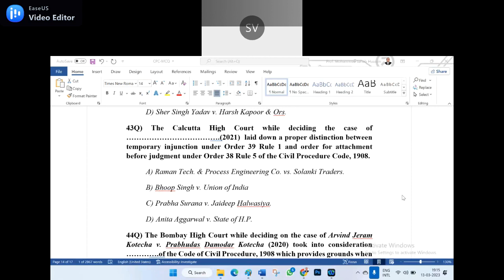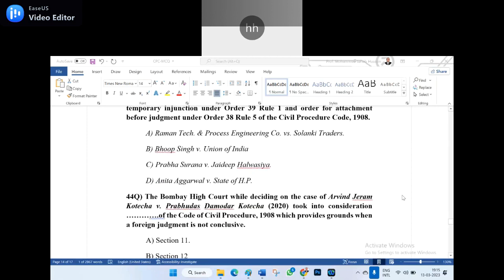Second option. Option C, sir. Option C is the right answer. Prabha Surana versus Jaideep Halvasia is the right answer for the above statement which is decided there.